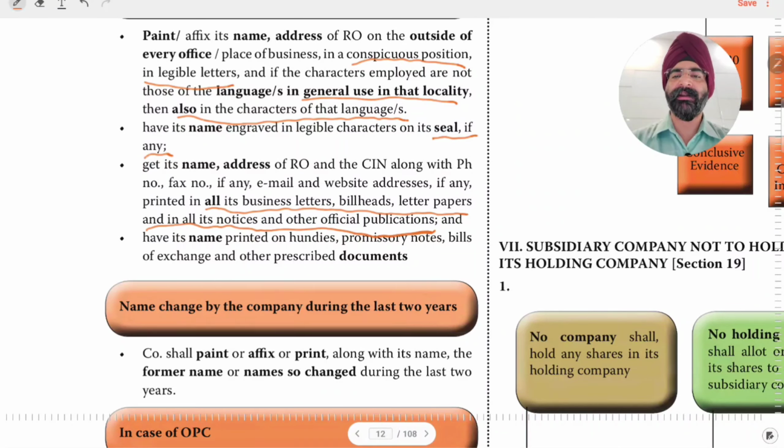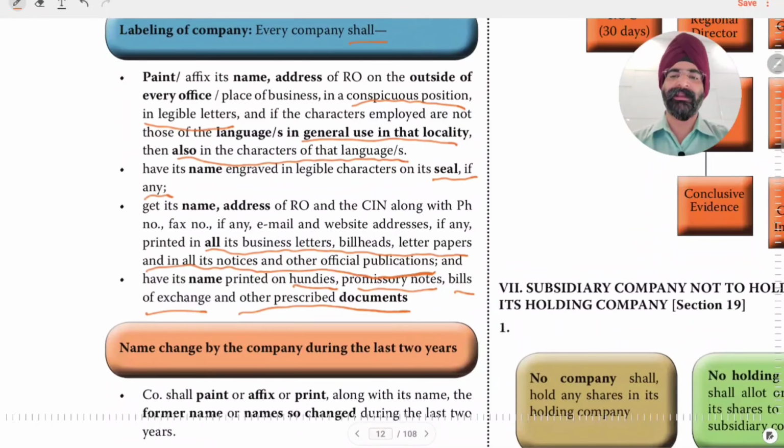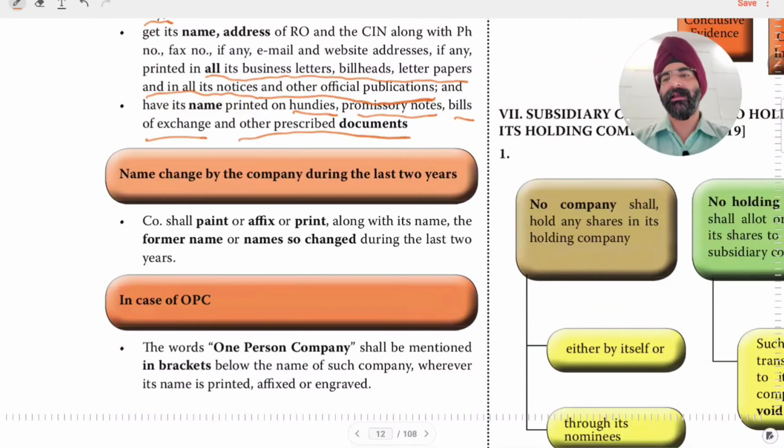Have its name printed on hundis, promissory notes, bills of exchange, and other prescribed documents. So everywhere name should be printed. So this is the requirement of labeling of company. Name changed by the company during last 2 years: now if the company has changed its name during the last 2 years, then that name will also be written along with the present name of the company.